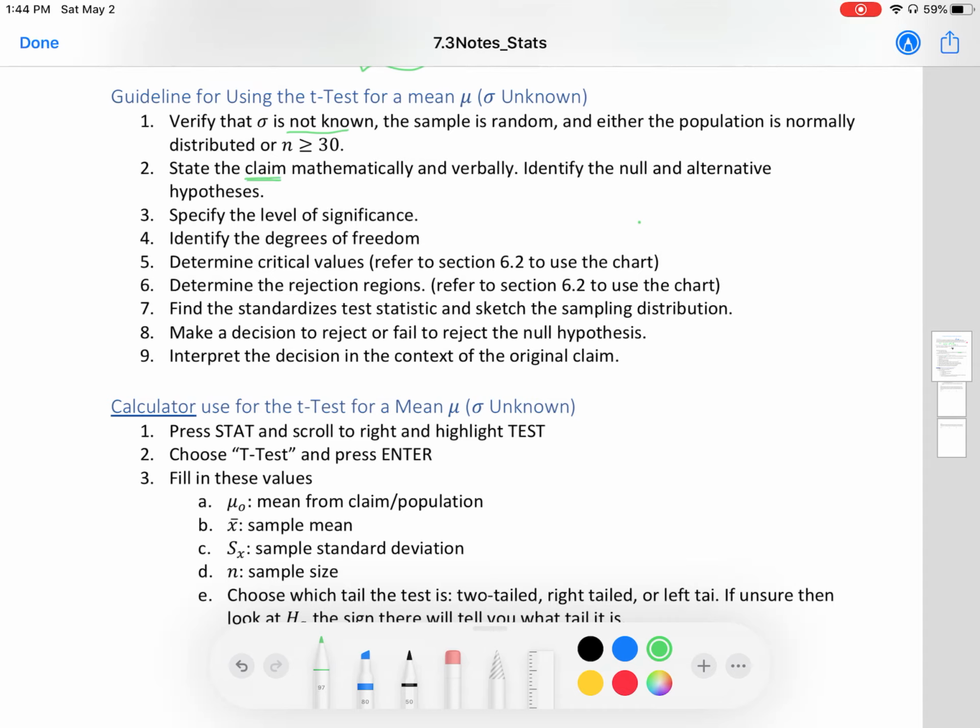Okay, our answer was P is 0.02. 0.02 is somewhere over here. So it falls in our reject section. So we get the same answer, right?